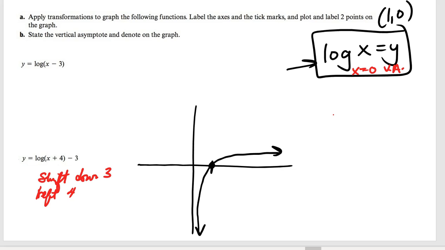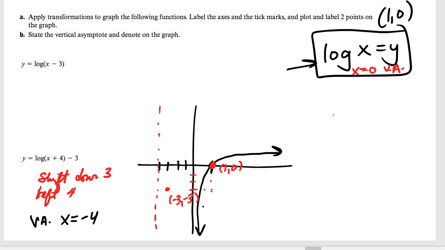And since it shifts down 3 and left 4, my vertical asymptote will shift left 4 too. So instead of being x is equal to 0, it'll be x is equal to -4. Like I said before, I always like to think of this as a handle, and I pick it up. So it's at 1, 0 for the basic function, but since I shifted it down 3 and then left 4, the new point is going to be at -3, -3. Shifted it left 4 and down 3, okay?